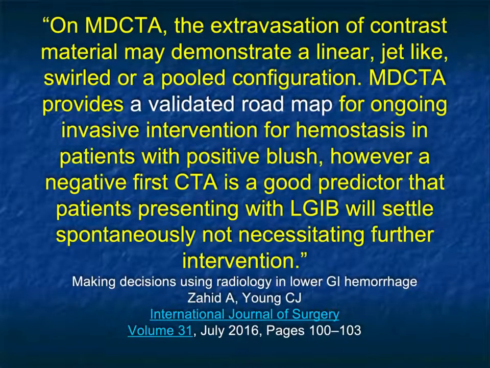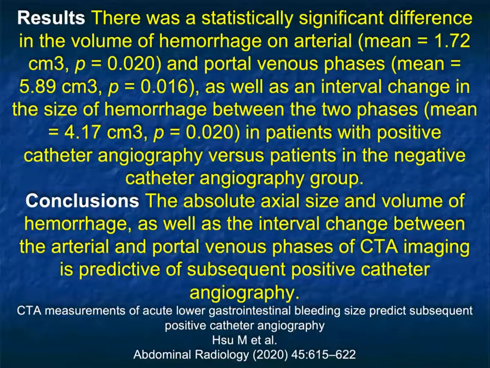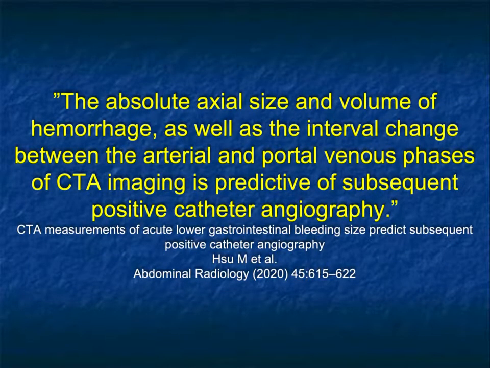Again, looking for extravasation, looking for a roadmap, what vessel is typically involved, that could all be very valuable in surgical planning indeed. And the absolute axial size and volume of hemorrhage, as well as the interval change between arterial and portal venous phases of CT imaging, is predictive of subsequent positive catheter angio. So again, the larger the bleed, the greater the enhancement from blush and bleed from arterial to venous, the more likely angio is to be positive. Now, it's not always the case. Some patients just stop bleeding very quickly, but statistically, it will indeed be very helpful.